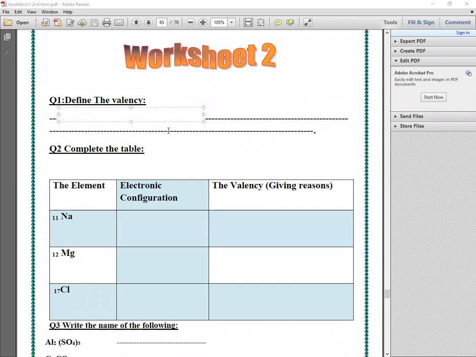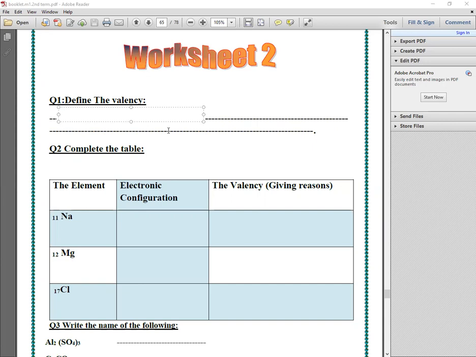What does it mean by the valency? It's the electrons in the outermost energy level that an atom, even metals or non-metals, loses or gains or even shares in the chemical reactions. So let's write the definition of the valency.